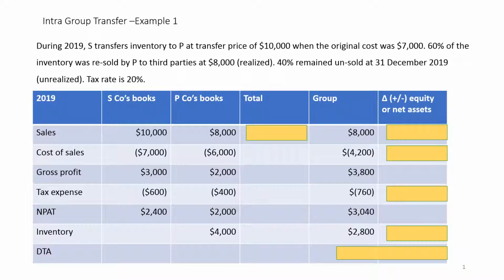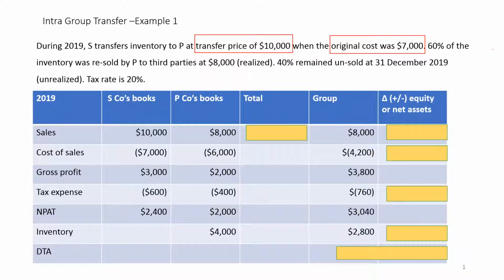Okay, so today we're gonna talk about intra-group transfers for consolidation entries. And this is for intra-group transfers during the same period. So for this example, you can see that in 2019, S transfers inventory to P at a transfer price of $10,000 and the original cost was $7,000.